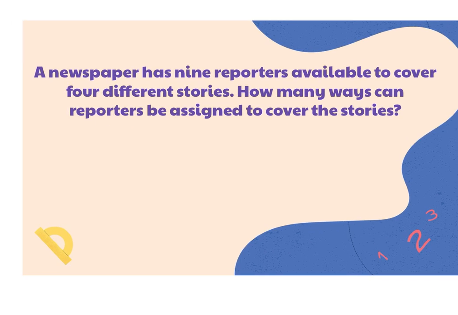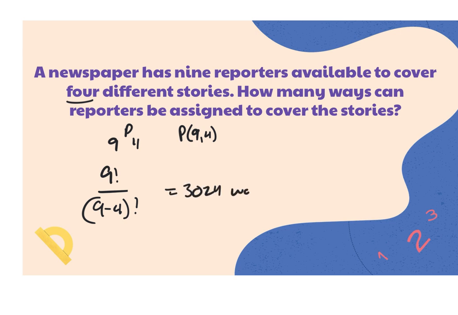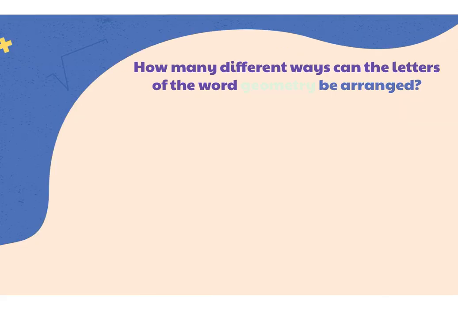So a newspaper has 9 reporters available to cover 4 different stories. How many ways can reporters be assigned to cover the stories? The first story is different than the second story, which is different than the third and the fourth, so the order matters. So it's going to be 9P4, sometimes said as 9 comma 4. So it'll be 9 factorial over 9 minus 4 factorial. That's going to be 3,024 ways. Okay, so all you're doing is a lot of factorial work.